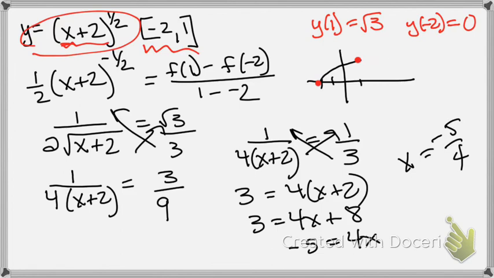And what this is telling you is that at -5/4, that is where the slope of this secant line is the same as the slope of this tangent. That occurs when x is -5/4. So this spot right here, -5/4, is where the tangent is the same as the slope of the secant connecting those endpoints. That's what the mean value theorem is doing for you. Okay, so that was number 3.